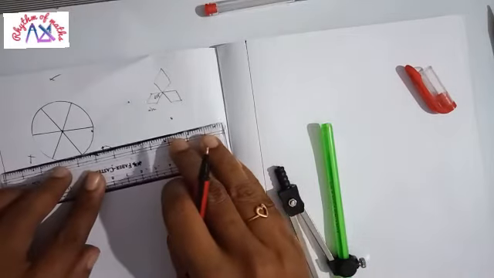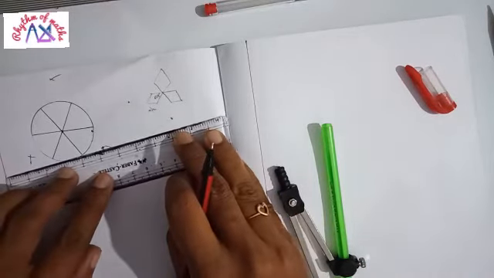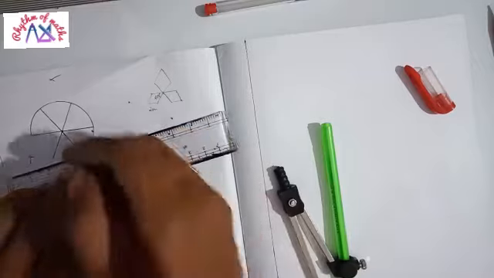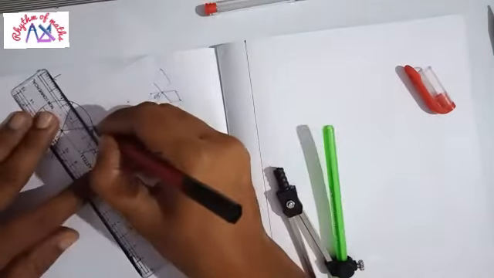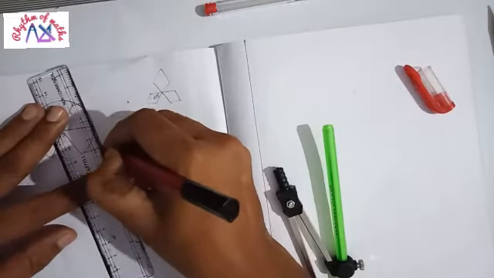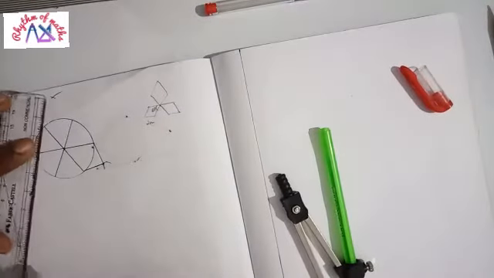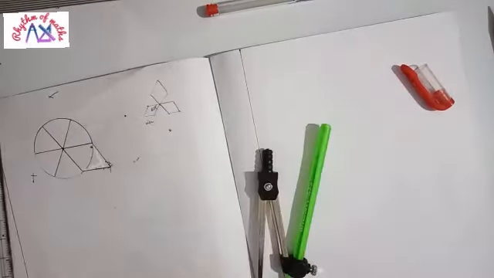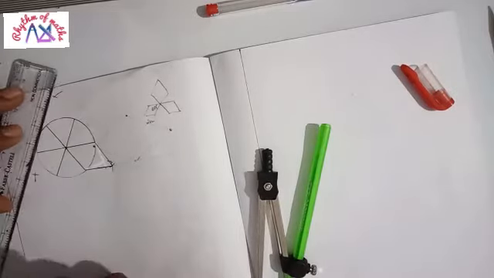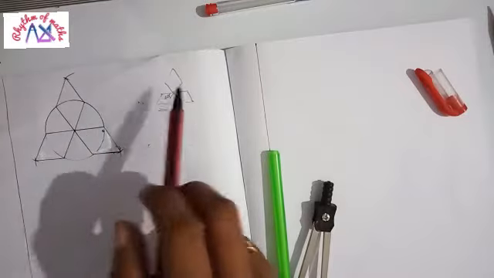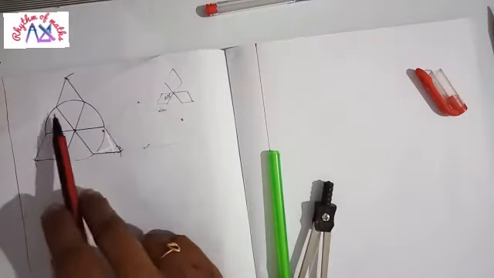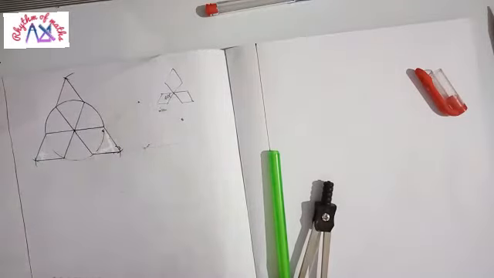Just join these 2 points using the scale. Join these 2 points like this. Now from the second 2 points also join. After joining everything, you will get a figure like this. Here are 3 equal rhombuses. The remaining portion you can rub. Okay, so this is the second one's answer.